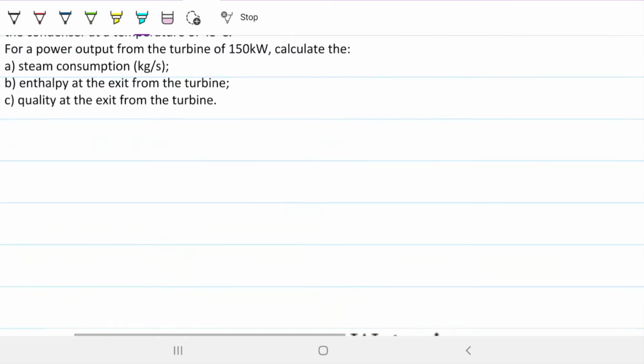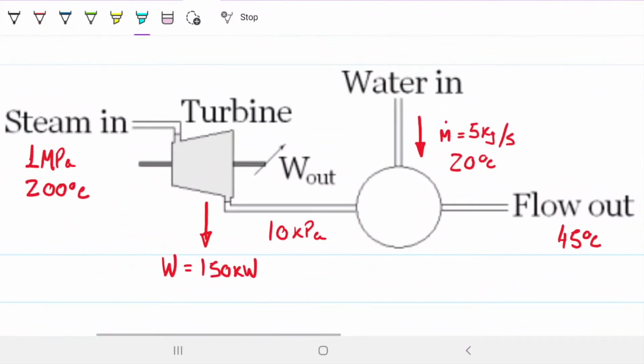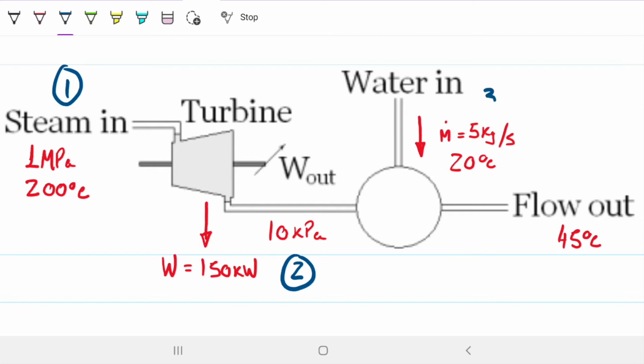So I've written the information given here on each of the states, and I'm going to go ahead and call this one here state number 1. After the turbine, this will be my state number 2. The water coming in on the jet condenser is going to be my state number 3, and the flow out after the jet condenser will be my state number 4. Okay, so we know two different properties at state 1, so that's completely defined. We're good to go on that one.